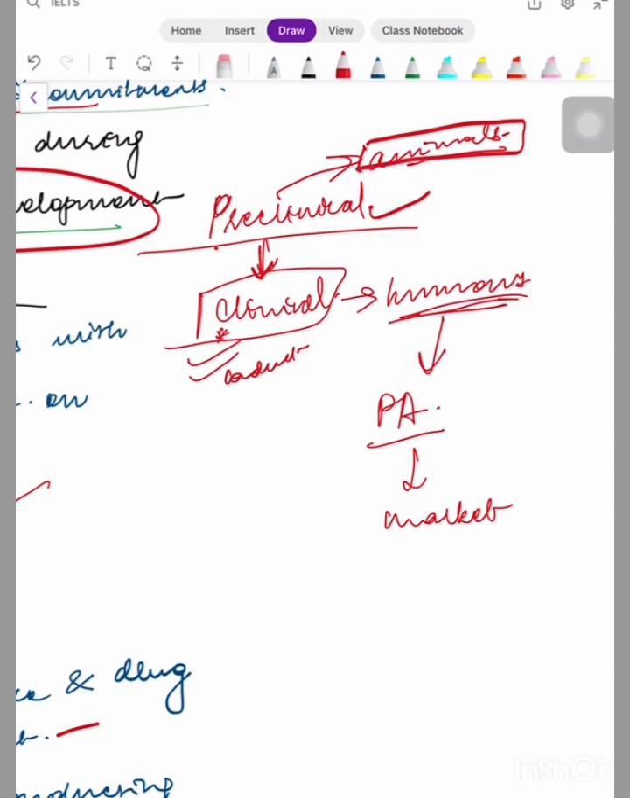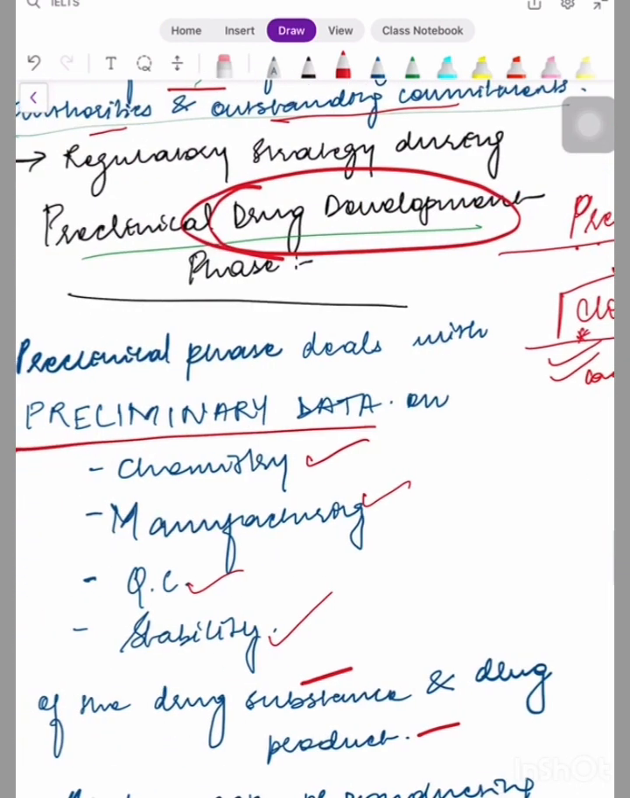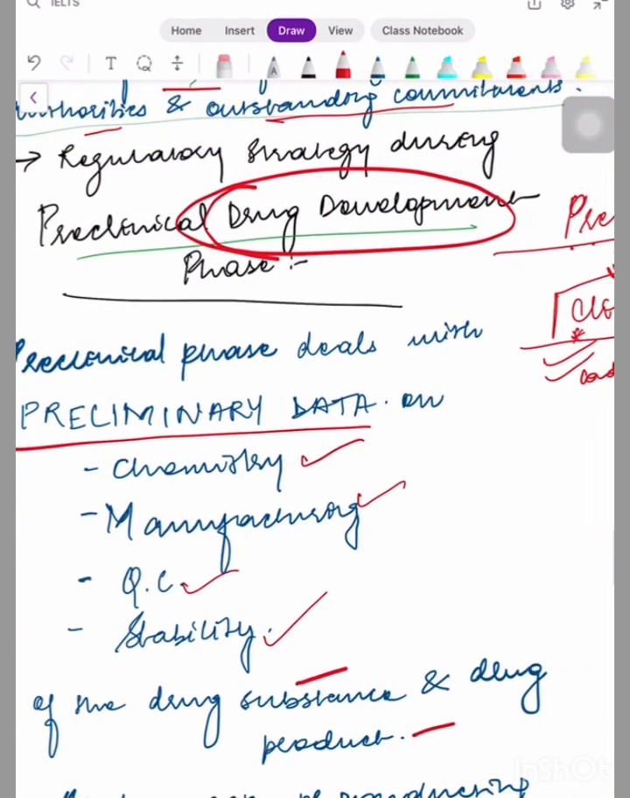Now next is the clinical phase. Once this preclinical phase is completed, the next phase that begins after the approval of the preclinical phase is the clinical phase, where the trials are conducted on humans. Now, after this clinical phase is completed and approved, there is post-market approval, and finally the drug is launched in the market. So how does regulatory strategy, like where does it stand in the preclinical drug development phase?